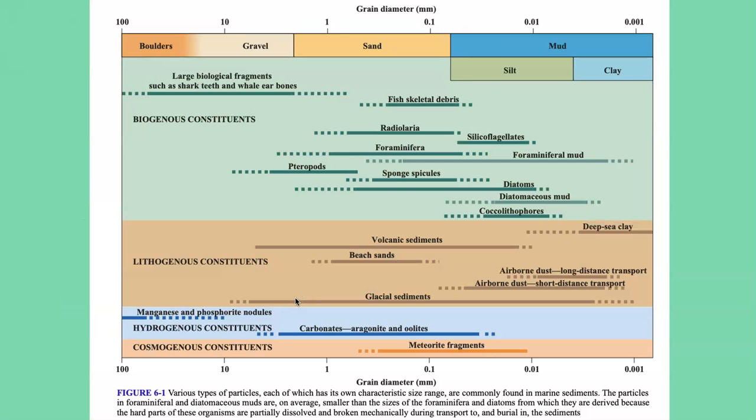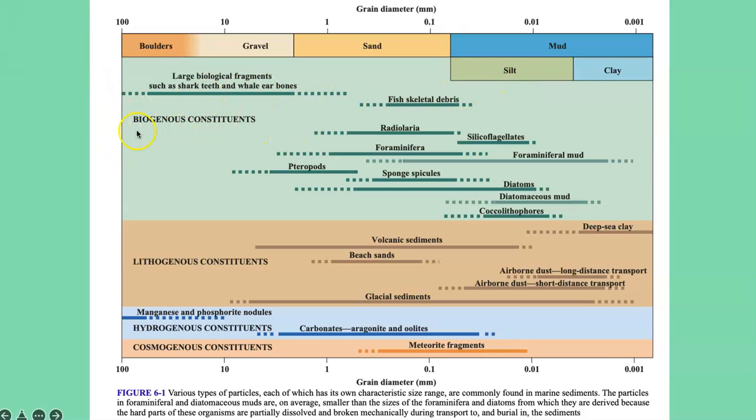This is a figure from your textbook that summarizes a lot of what I just went over. What we have across the top is the size of the material. So boulders are large, gravels are smaller. Then we have sand size and mud size, which can be divided further into silt and clay.